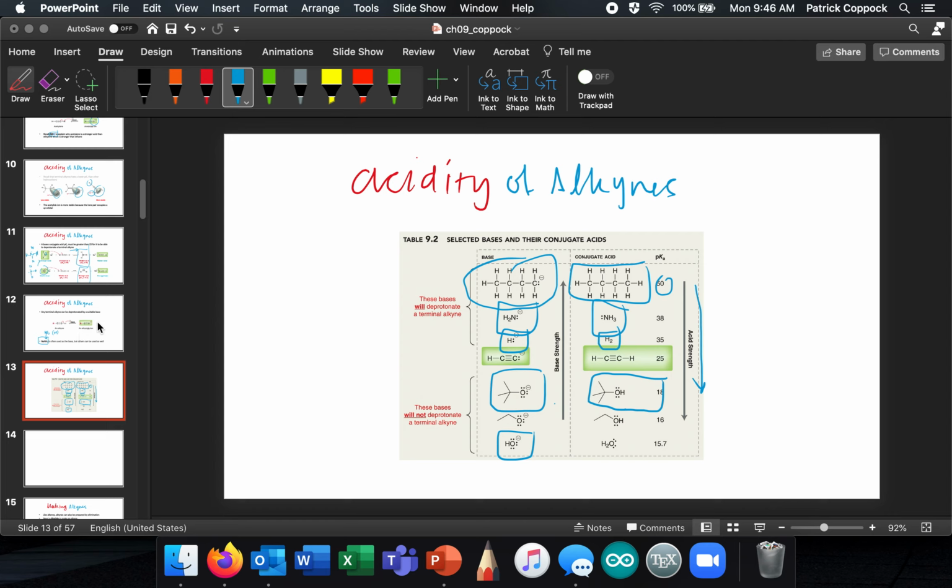So go memorize some more pKa's and practice what this means, because it's going to give you lots of insight in terms of which way reactions are going to go. All right, good luck.